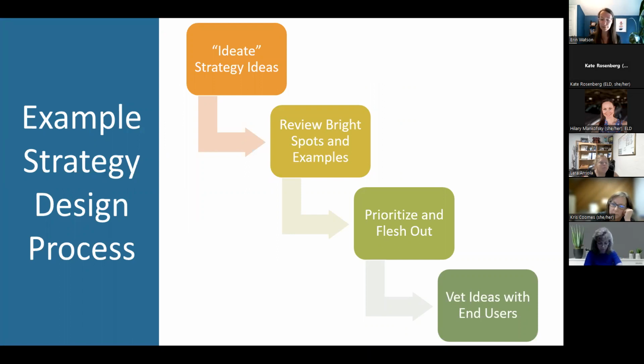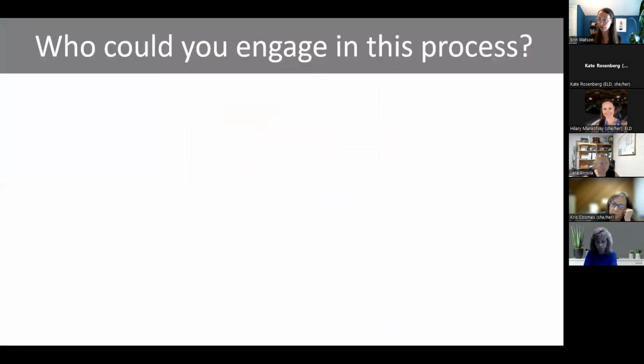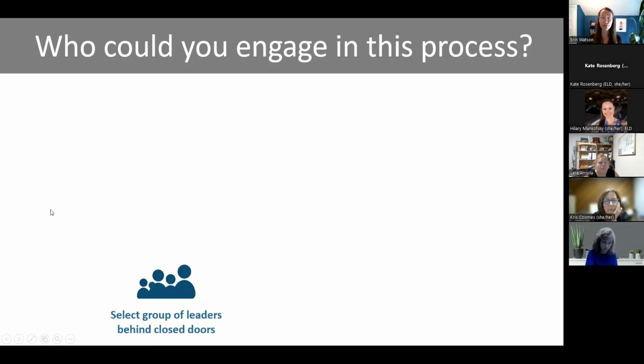As you think about this process, one important consideration is, who do you engage? So what we know is that most groups across the country typically engage small, kind of select groups of leaders, kind of behind closed doors, so to speak. Now, what do you think the limitation to this is? Just think about it for a second.